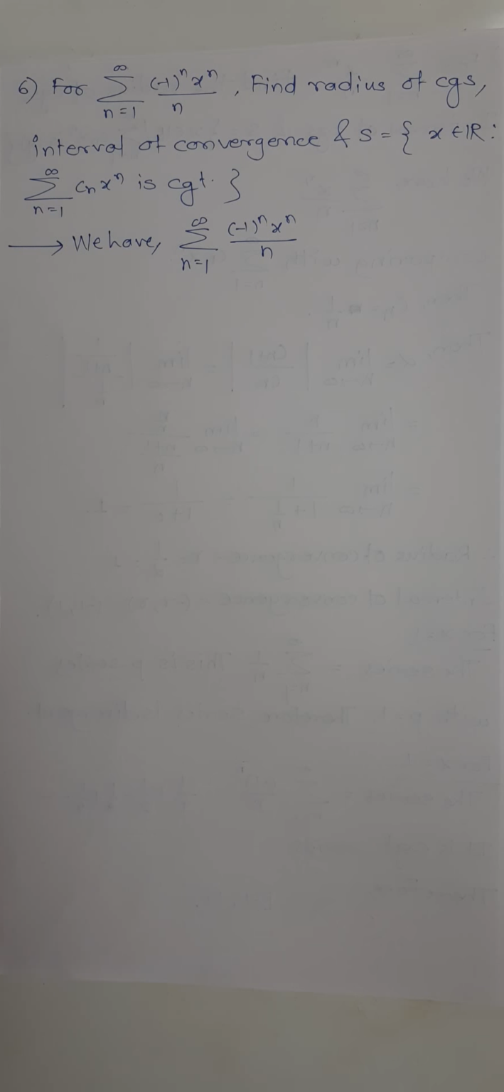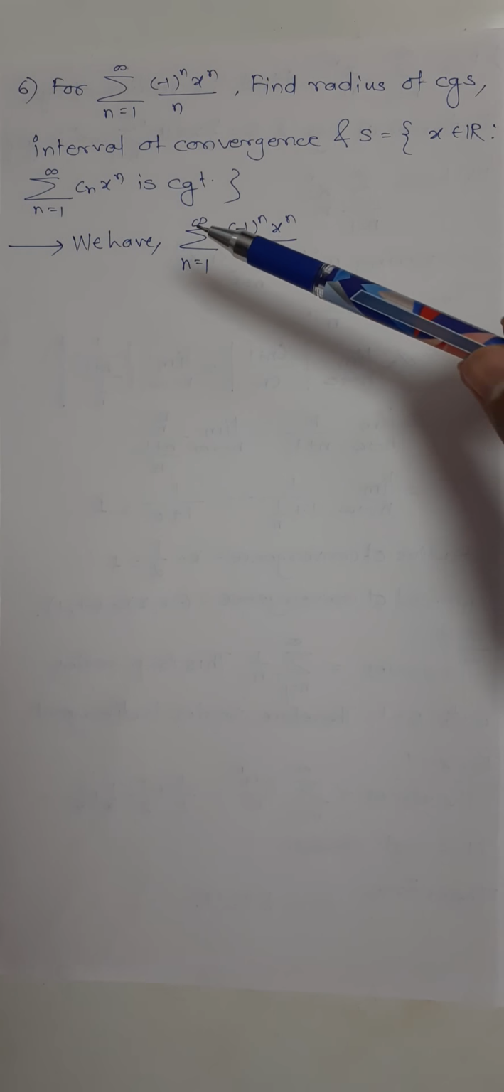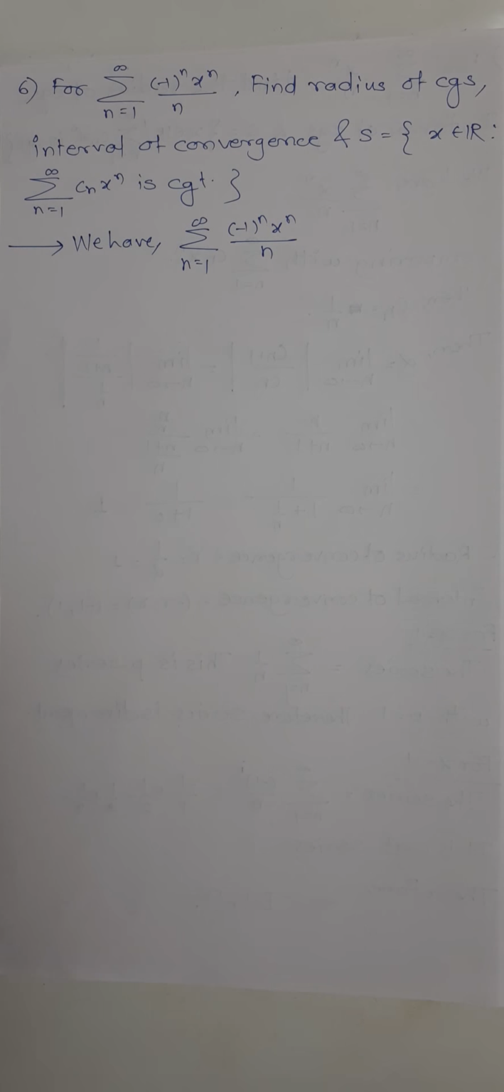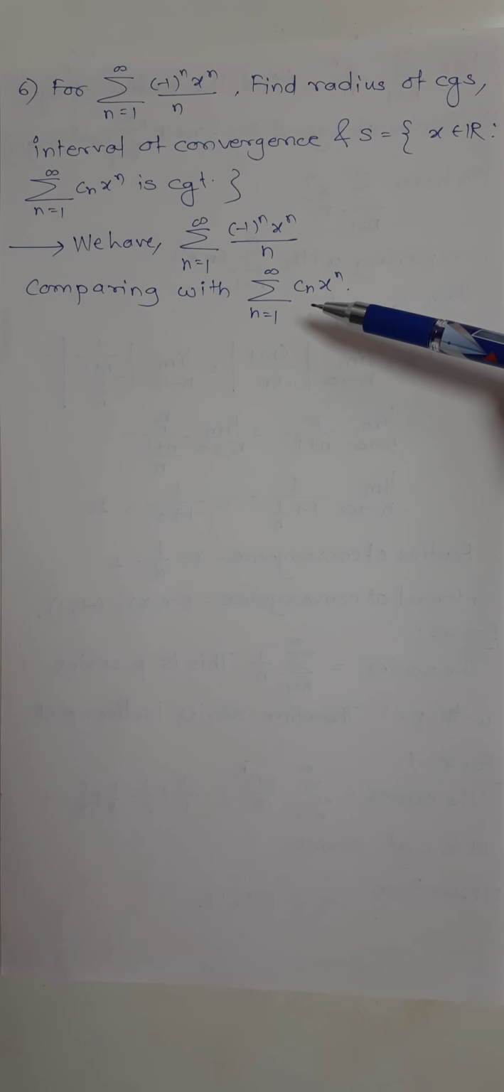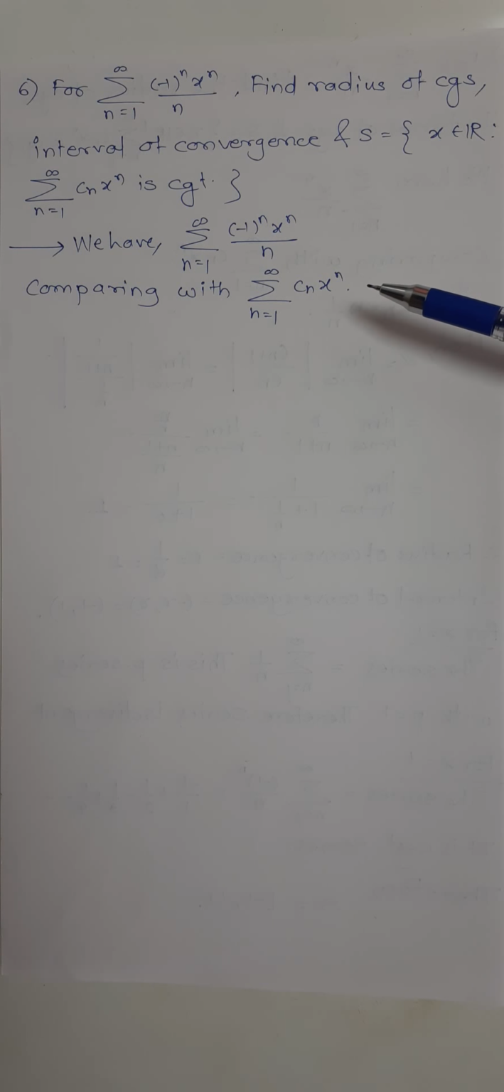Let us compare with a standard form. Here I have written the standard form. After comparing, what is the value of Cn? This is the series and this is the standard form. So Cn is equal to (-1)^n upon n.